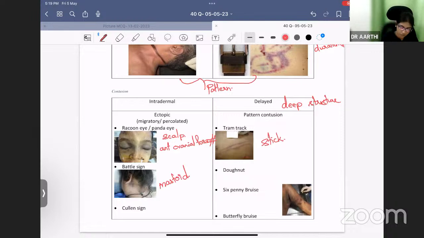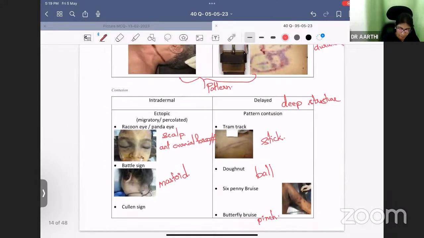Ball bruise is when a ball comes and hits, same principle. The central region goes inside, and the surrounding region becomes nicely contused. That is a ball bruise. And then sixpenny bruise is because of a person holding. The finger pads will produce a mark similar to a sixpenny bruise. And butterfly bruise is because of pinching.